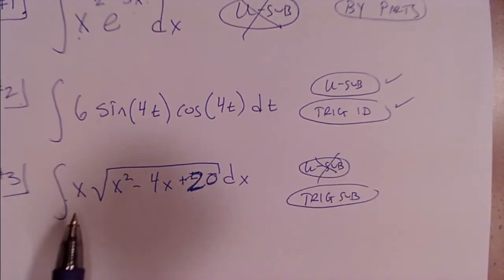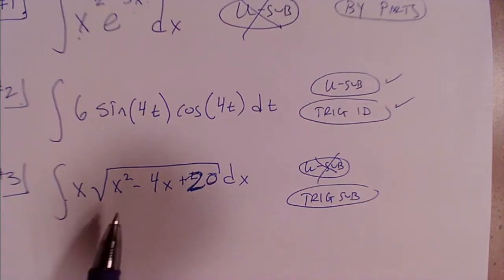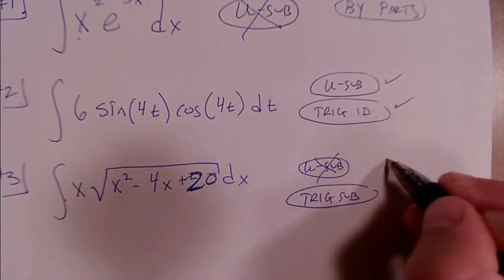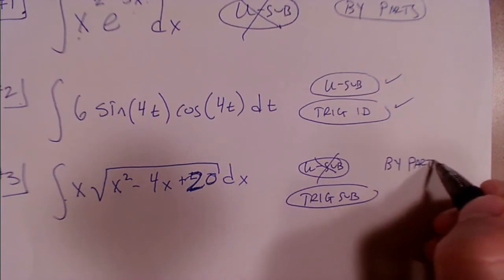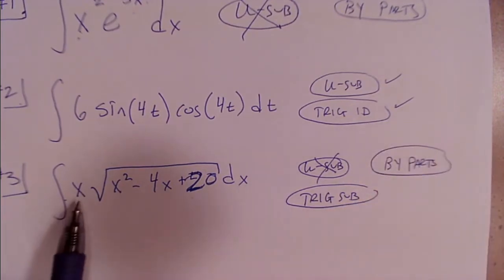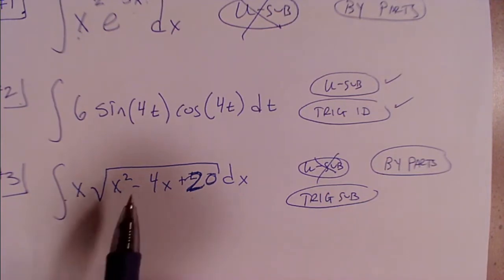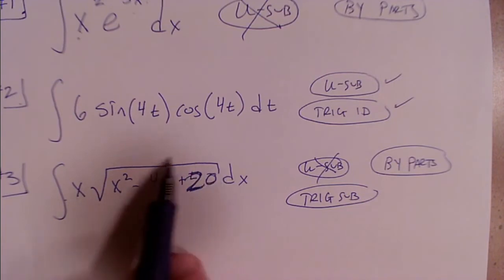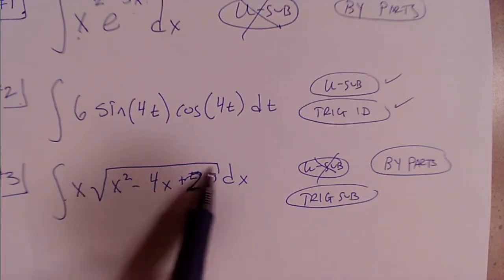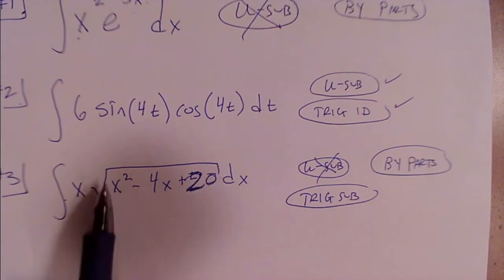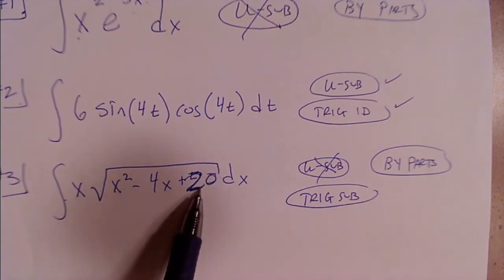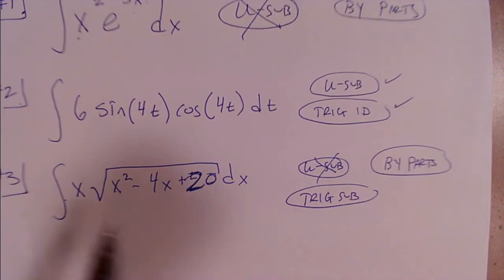But one of the reasons I might want to avoid by parts, remember, if something on the outside disappears with differentiation, that's a good sign that you're going to use by parts, because the derivative of x is 1, derivative of 1 is 0. So that's a pretty good indication. But I'm also going to have to integrate this thing right here. Remember, by parts requires a derivative and an integral, and I don't want to integrate the square root of x squared minus 4x plus 20. I mean, we're actually going to do it with the trig sub, but it's not abundantly clear how we're going to do that in this problem.